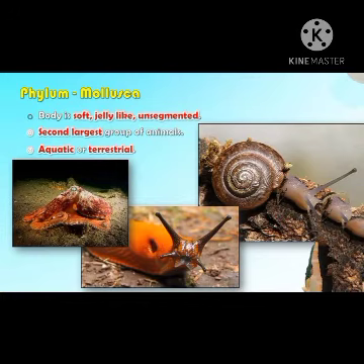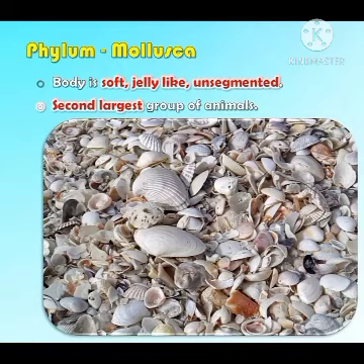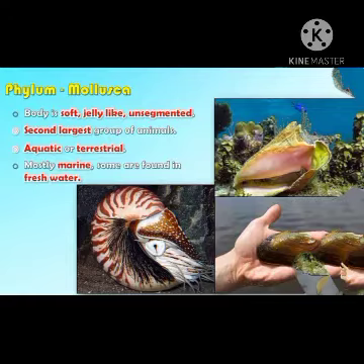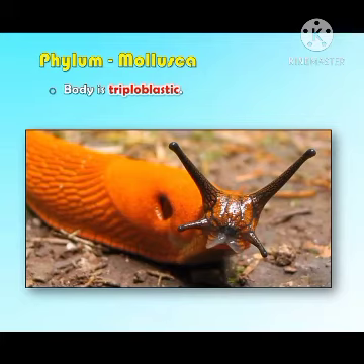The body of these animals is soft, jelly-like and unsegmented. Examples: snail, octopus, squid. They are the second largest group of animals. They are aquatic as well as terrestrial. That is, some live in water and some live on land. All snails are examples of terrestrial animals. If they are aquatic, then they are mostly marine and some are found in fresh water.